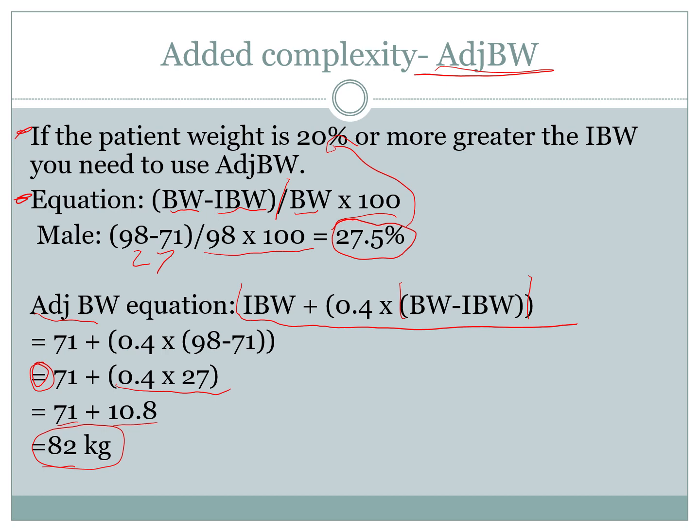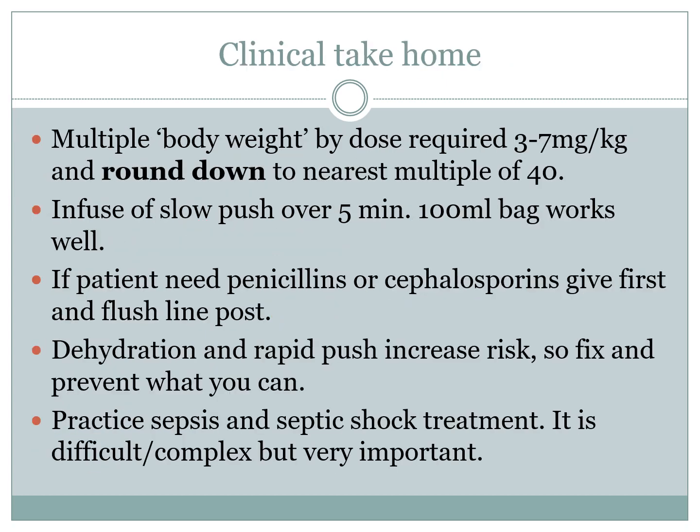Now, we'll finish up with a little bit of clinical take-homes. Once we get our number, our ideal body weight or adjusted body weight, it's just a matter of multiplying that by the required dose. Now, depending on the protocol you're using, the required dose is between 3 and 7 milligrams per kilo. So you calculate that, and then you round down to the nearest 40.